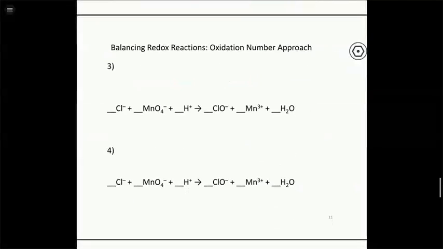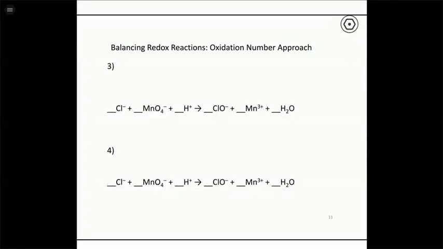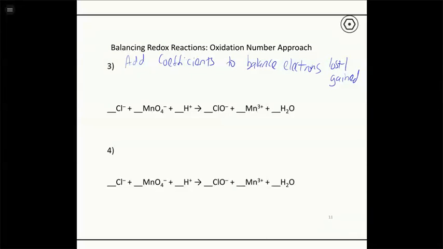Now the next step is going to be to actually balance out the number of electrons. So what we have to do here is add coefficients to make sure that the number of electrons lost and gained is the same. Because in a redox reaction, we're not creating or destroying electrons. So however many electrons are lost from one species have to be gained by the other, and vice versa.